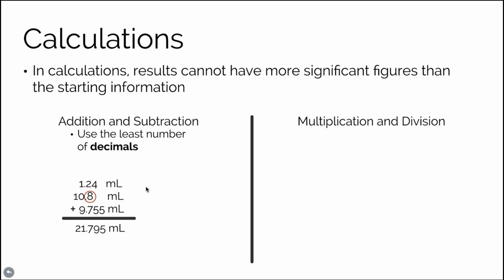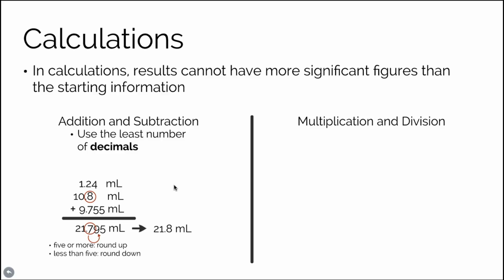10th place. So we focus on the 10th place on this one, we get 21.7, and you have to drop the 95, but you have to follow the normal rounding rules. If you don't know what it is, you focus on the last digit you're going to have, you look over to the next number, and if it's 5 or higher, you round up. If it's less than 5, you round down. In this case, we have 9, that's more than 5, so we would round up. 21.8 milliliters would be the answer for this addition problem.